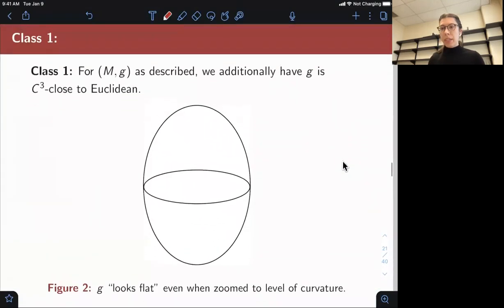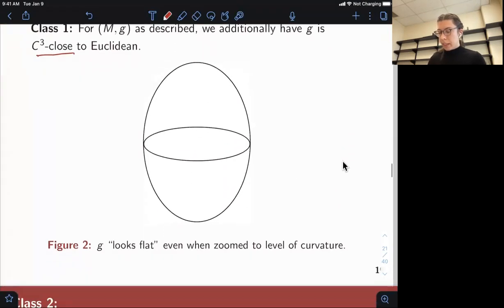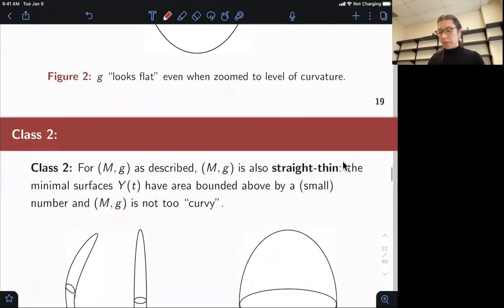All right. So here's the distinction for class 1. I have all of this structure that I introduced in the first 2 slides. And additionally, when I zoom in to the level of curvature, my metric basically looks flat. So how much zooming in do I want to do? Well, I'm going to look so that my metric is at least C3 close to the Euclidean metric. So looking pretty flat, even all the way up to the level of curvature.